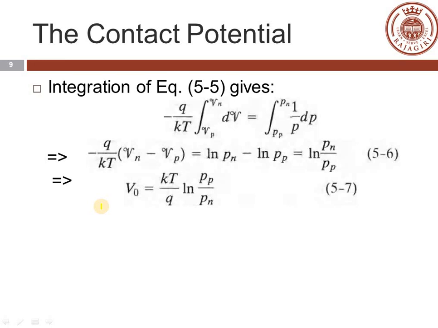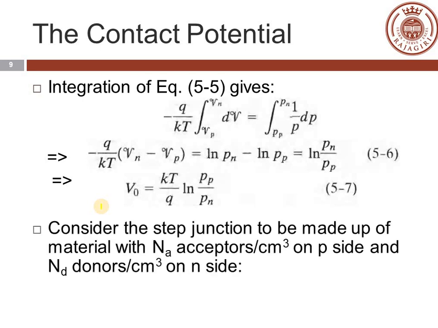Here, instead of pp by pn, you can also write it as nn by np, because we know nn pn equal to pp np is equal to ni square. Using that relation you can write V0 equal to kT by q ln pp by pn, which is equal to kT by q ln nn by np.